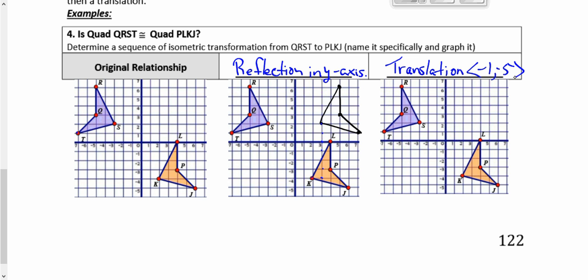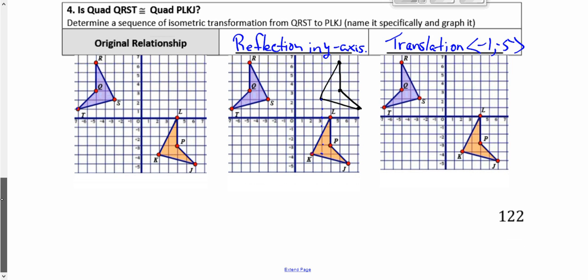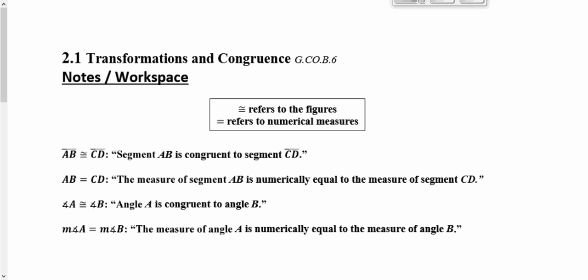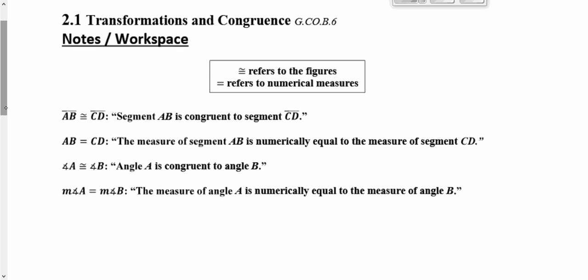All right, so I have a note for the notes page, but I've already got it in there for you, so you don't have to copy it. We want to take a look at this. So you shouldn't have to write anything down here. Oh yeah, so I guess now we're going to do the difference between congruent and equals. It's a great time to do it.